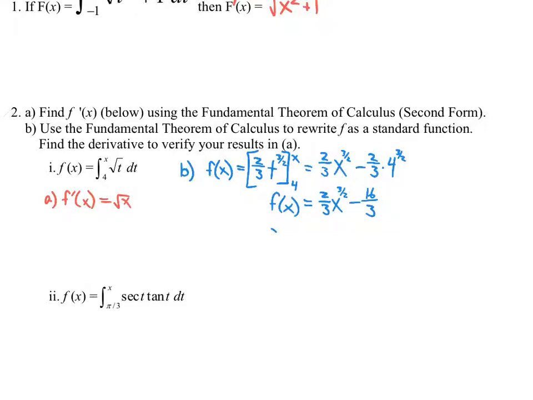So now we need to take the derivative of that. Well, we get 3/2 times 2/3 x to the 1/2 power minus 0.